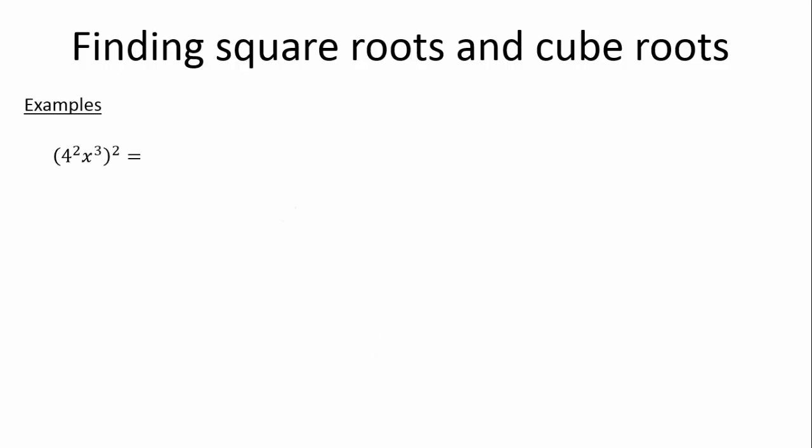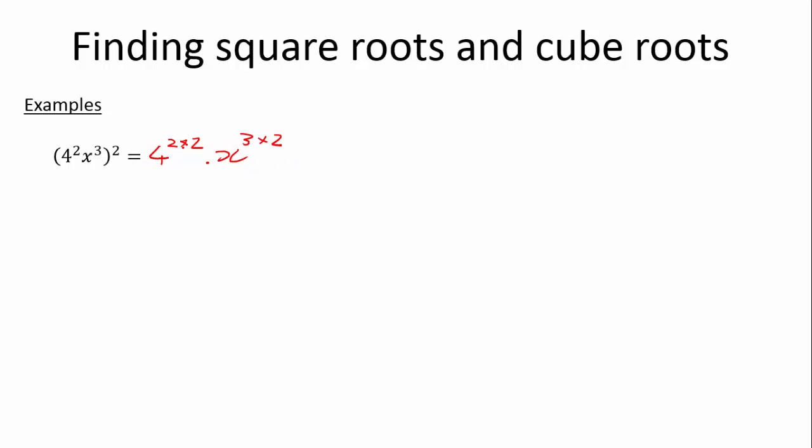Examples. 4 squared times x cubed, all to the power of 2. How do we work this out? You've got to remember your power rules here. So this is going to be 2 times 2. When we power, what do we do to those? We go 4 to the 2 times 2, times x to the 3 times 2, right? Don't forget your power rules.